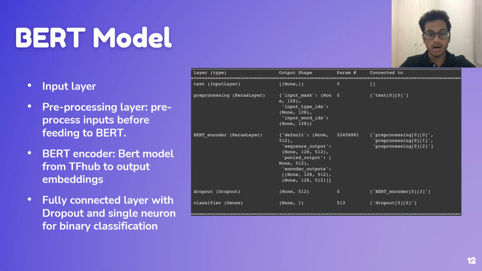Looking at the model architecture, we have the input layer, the preprocessing layer, which is taken from TensorFlow Hub, which pre-processes the input sentences before feeding it to the BERT layer, the BERT encoder layer, which is again taken from TensorFlow Hub, to output the BERT embeddings. For the sake of our task, we use the pooled embeddings. And it is followed by a fully connected layer with dropout and a single neuron for binary classification of sentiment.